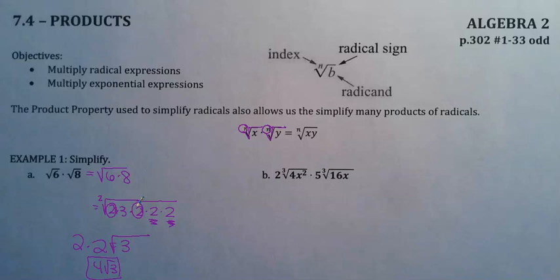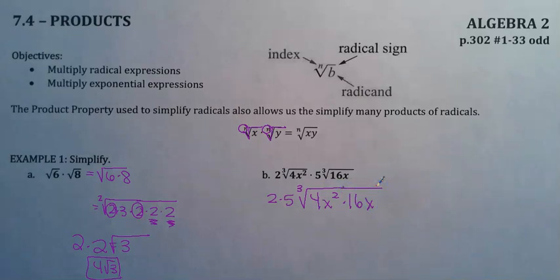Here, again, the coefficient in front of the radical expression doesn't impact our ability to combine them. So the 2 and the 5 are just going to go together. This is going to be 2 times 5. And then we have the cube root of each. So this is going to be the cube root of 4x squared times 16x.